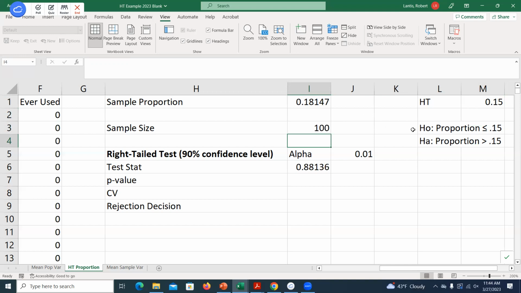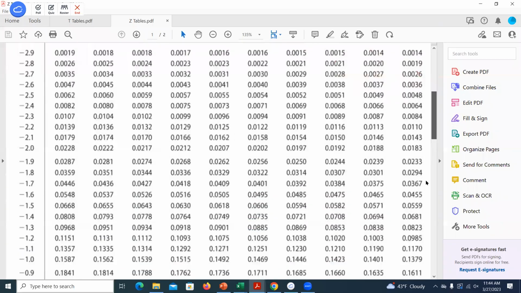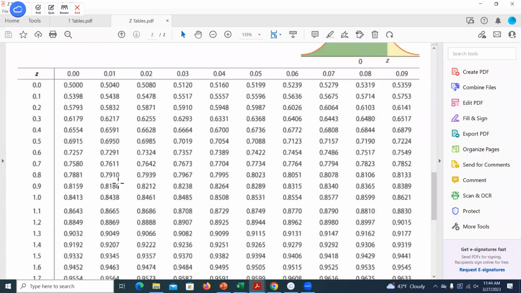And we can't find 12.1 in the table because it's a really high number of standard deviations away. So let's say I only had a sample size of 100 and my test statistic was 0.88, right? So instead here, assume that we found a test statistic of 0.88. So I go to my standard normal table or my Z tables. I look up 0.88. So go down here, 0.8.